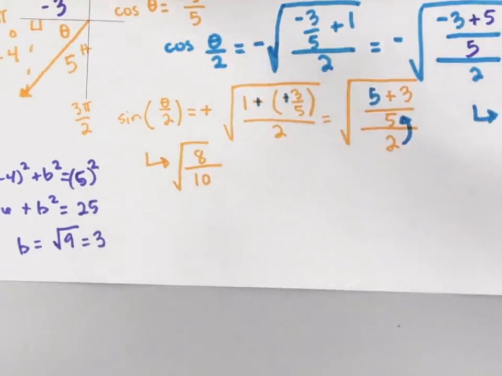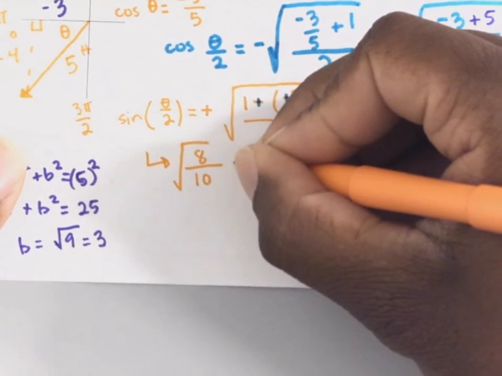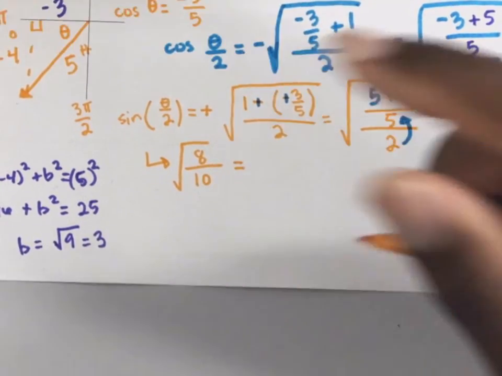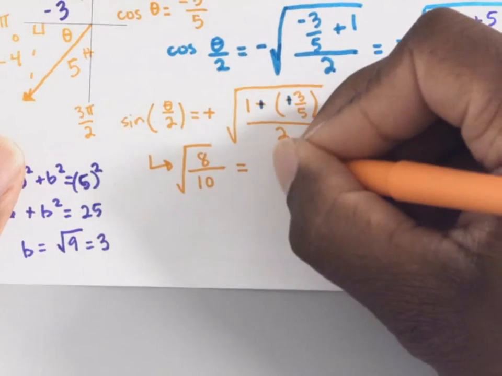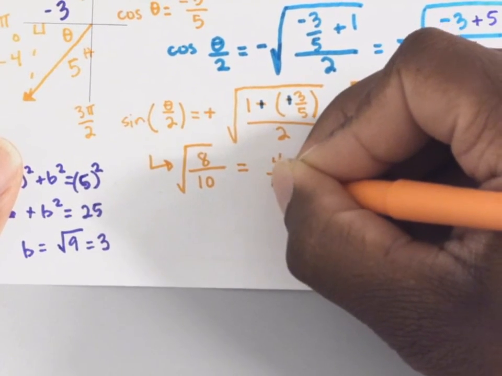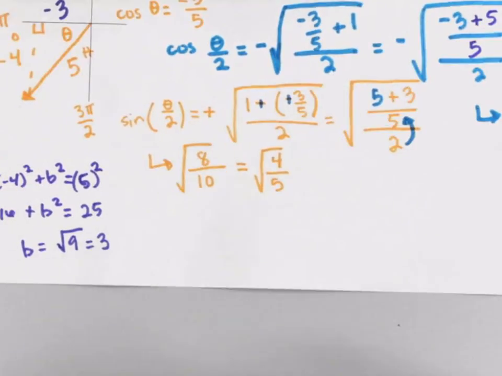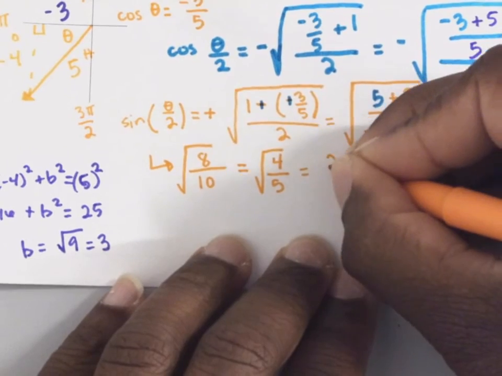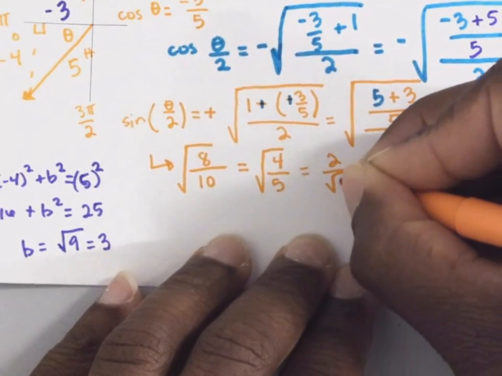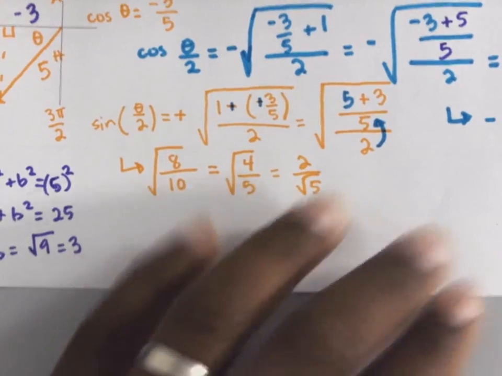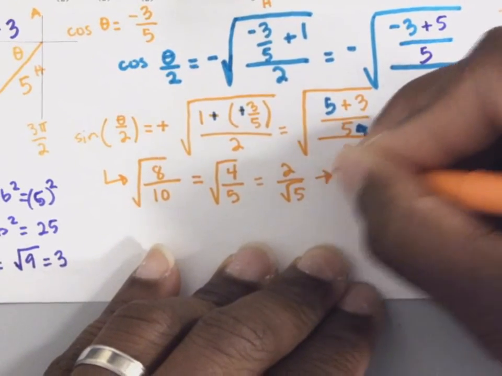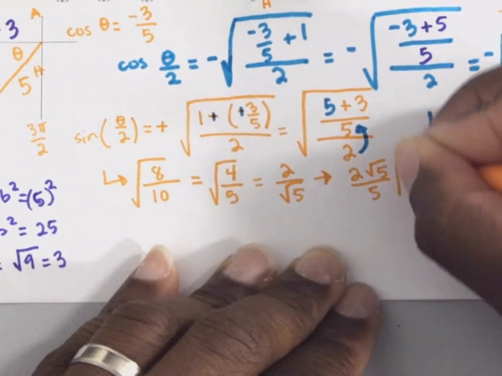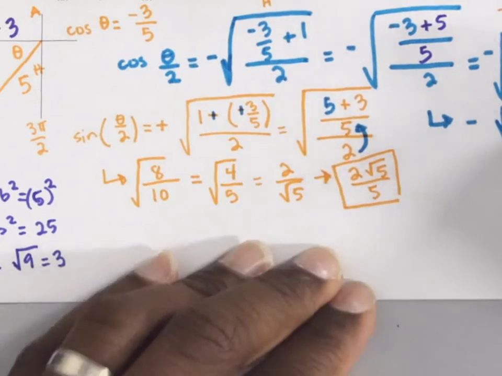Can I reduce this fraction in the radical? Yeah, they're both divisible by 2. 8 divided by 2 is 4. 10 divided by 2 is 5. What's the square root of 4? I can't leave it like this, so I multiply the top and the bottom by root 5. This is what I get.